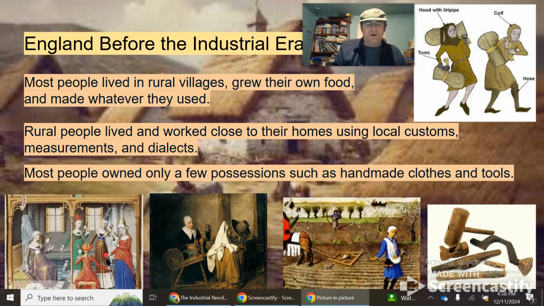And here's an example of women spinning wool into linen to make clothes. This is another example of a woman at a spinning wheel making clothes and a hat. This is a pre-industrial man working in a field planting seeds by hand and using a horse to till the soil. And these are some pre-industrial handmade tools. So everything that you had, you used it until it was gone, and then when you could, you replaced it with another handmade tool or item of clothing. So people didn't have a lot of stuff.